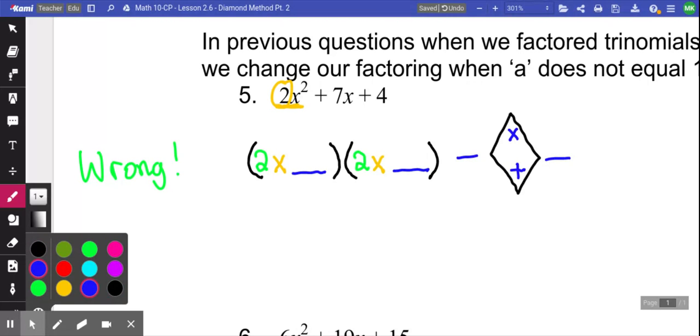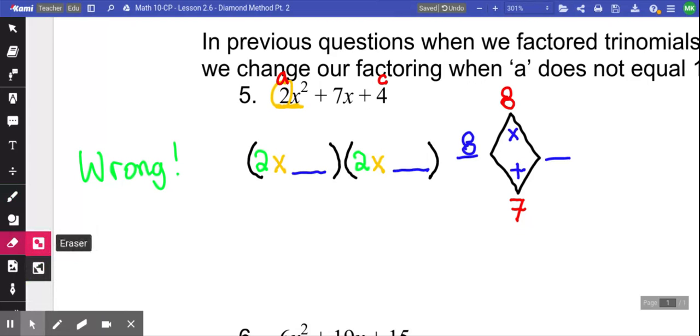The top is a times c. A times c would be 8. Remember, a is 2, c is 4. 2 times 4 is 8. On the bottom of my diamond is my b value, which is 7. Two numbers that multiply to be 8 and add to be 7 is 8.